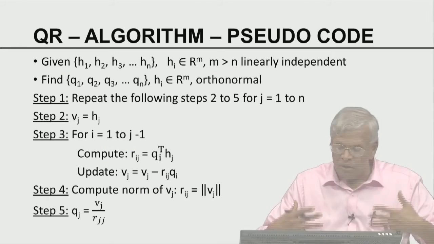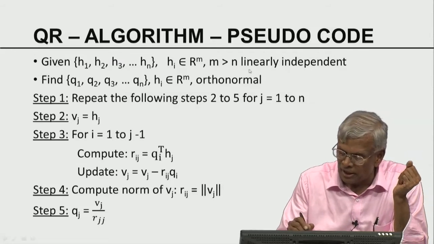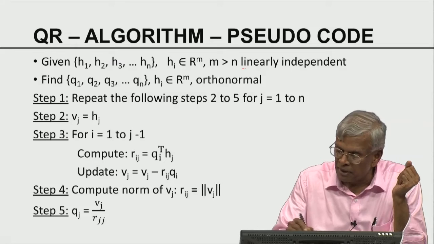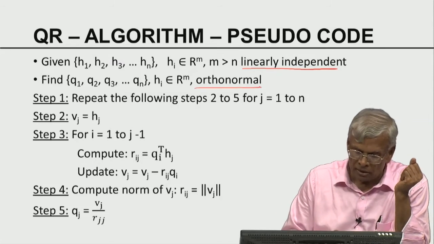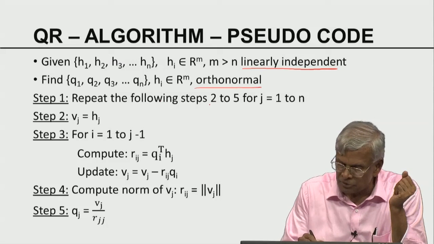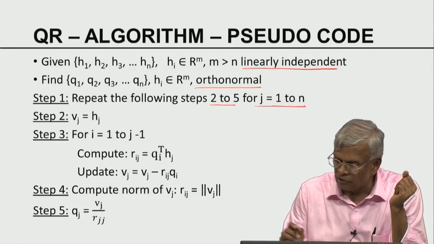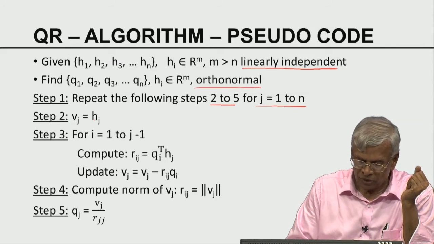So I can now embed this in a pseudocode. Given Hj that are linearly independent, I want to find Qj that are orthonormal. Repeat the following steps 2 to 5 for j running from 1 to N. Step 2, Vj is Hj.